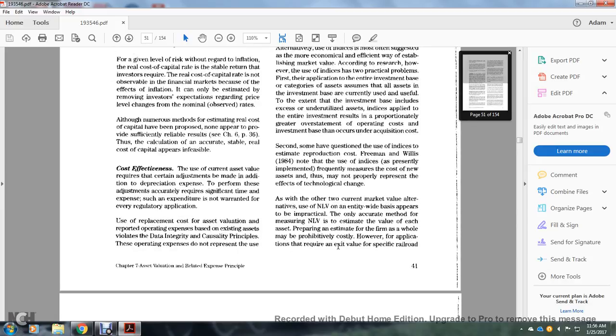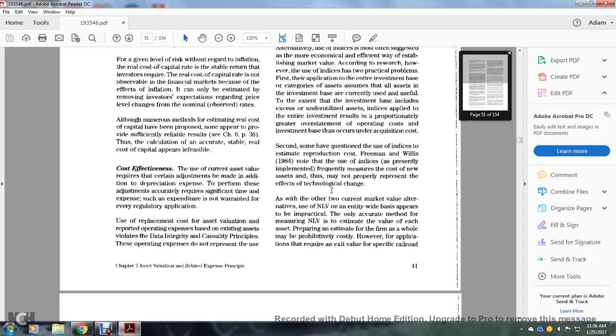Second, some question the use of indices to estimate reproduction cost. Freeman and Willis, in 1984, noted that the indices presently implemented frequently measure the cost of new assets, and thus they may not properly represent the effects of technological change.